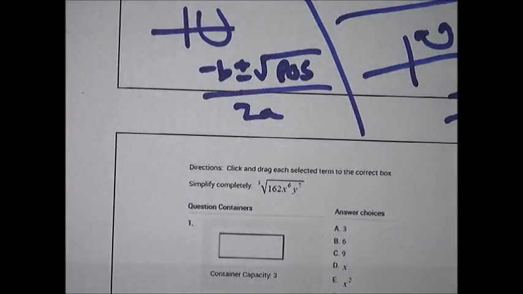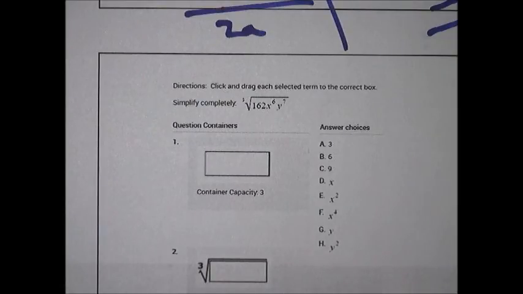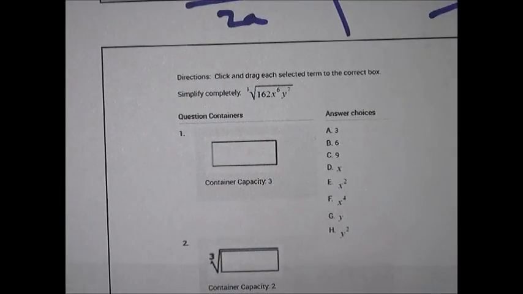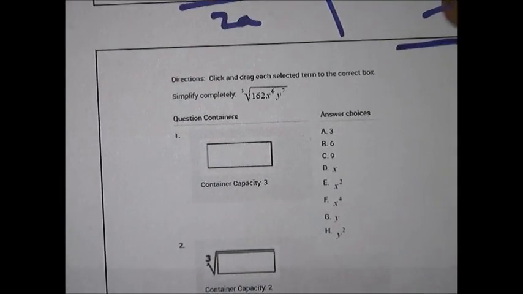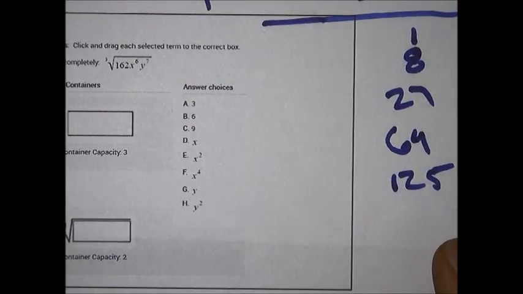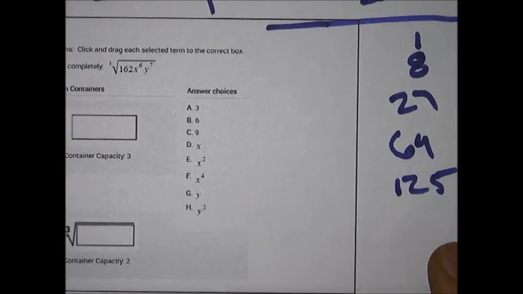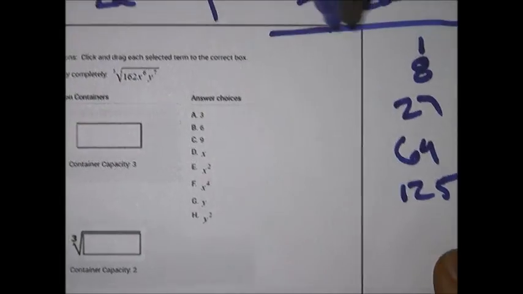On to the next one. It says the cube root of 162 x to the 6th y to the 7th. So we have a cube root. It means you want to think of your perfect cubes. So perfect cubes would be 1, 8, 27, 64, 125, and so on. And you want to know which one of these perfect cubes goes evenly into 162. And that would end up being 27. It goes in 6 times. So you want to rewrite this as 27 times 6.